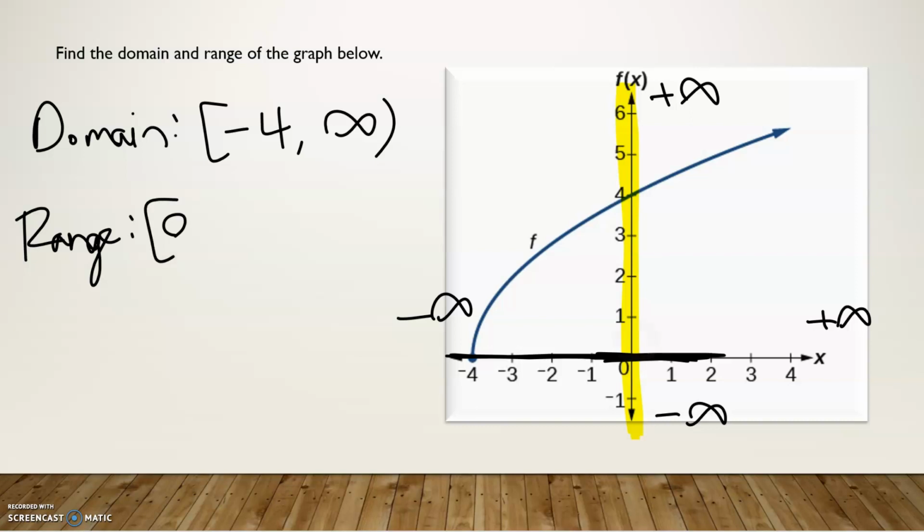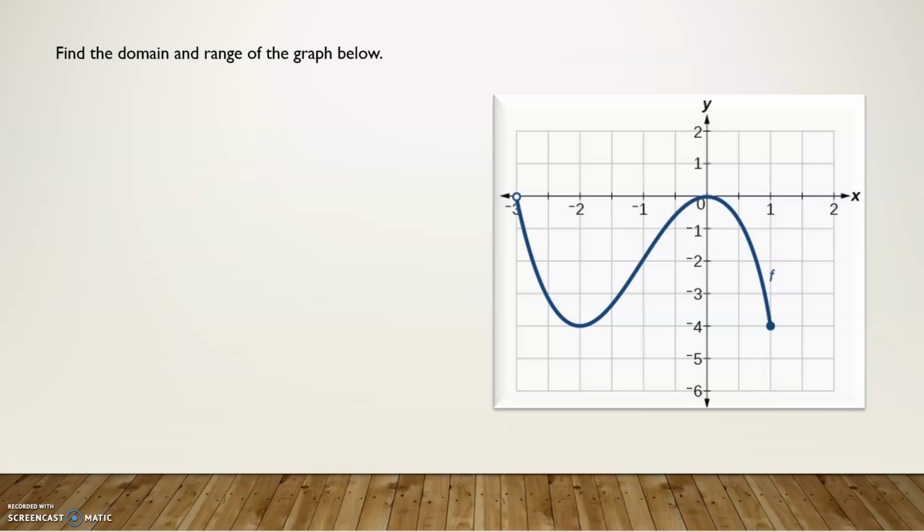And it keeps going up, up, up. This graph keeps going up. It'll keep hitting all of these y values, so it goes to positive infinity for this graph. Okay, now this one, domain.